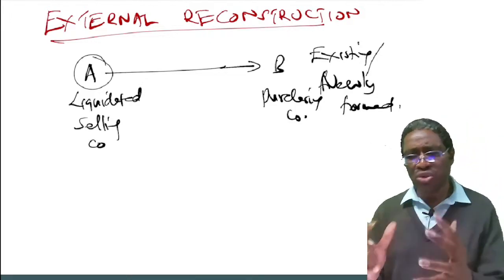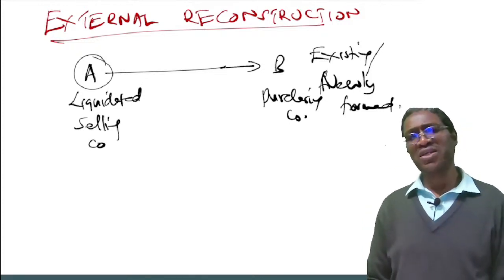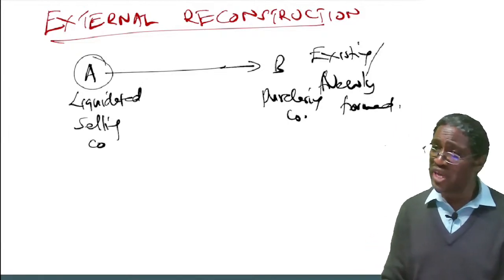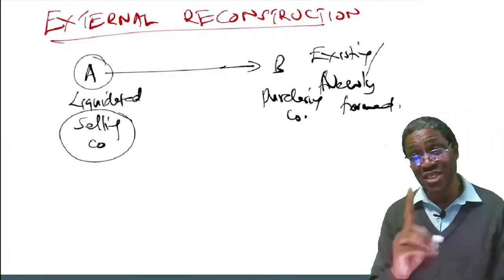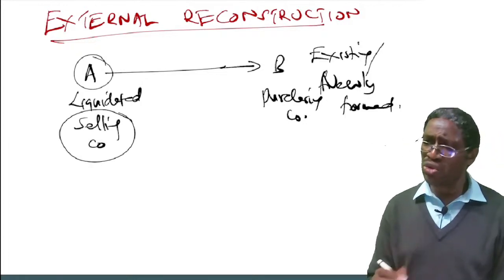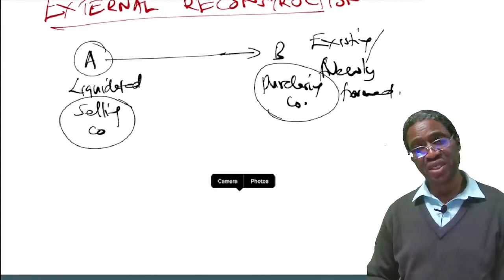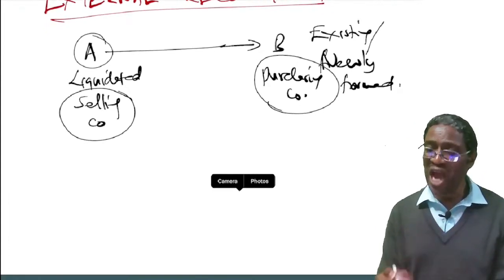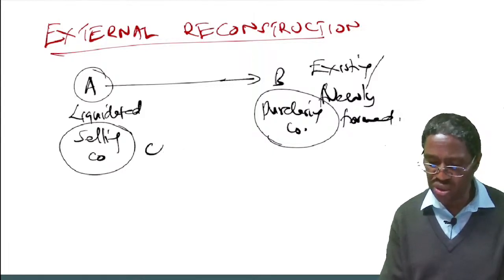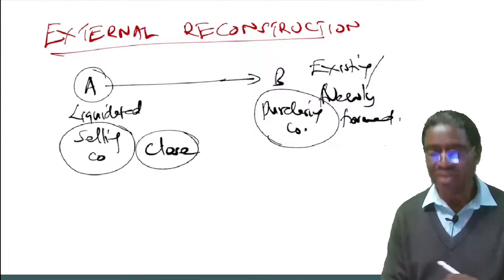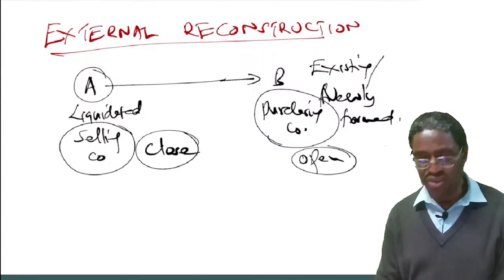So in most questions, whenever you are tested in this area of external reconstruction, the examiner will ask you to show the entries in the books of the selling company. Remember, they must liquidate themselves. The examiner will also ask you to show the entries in the books of the purchasing company. Now, company A will have to close their books, while company B will be required to open their books.